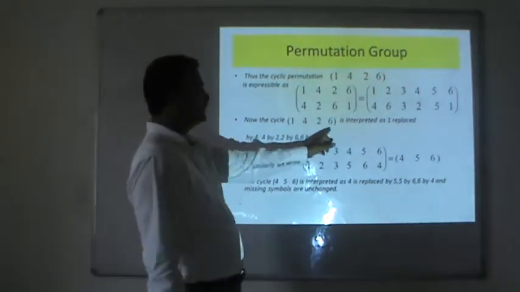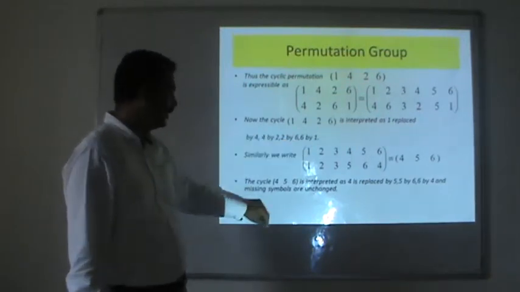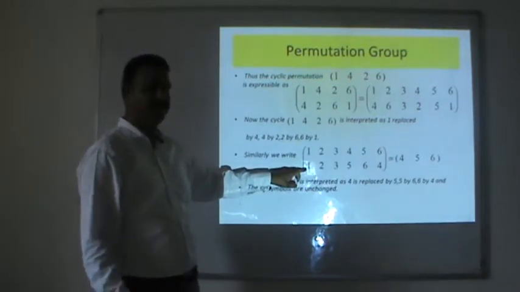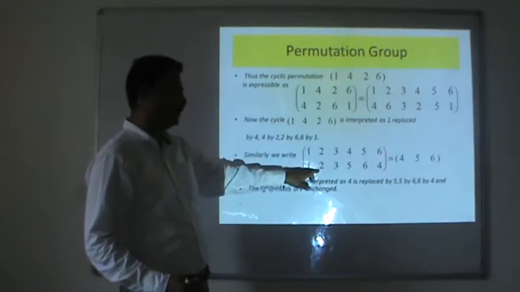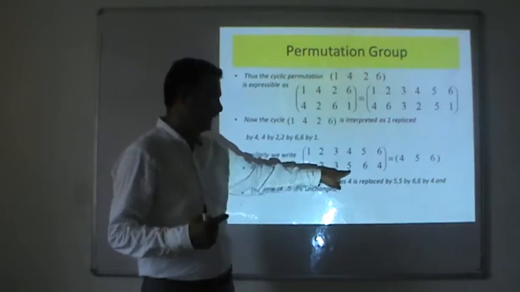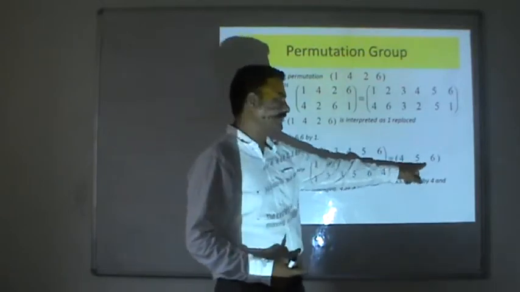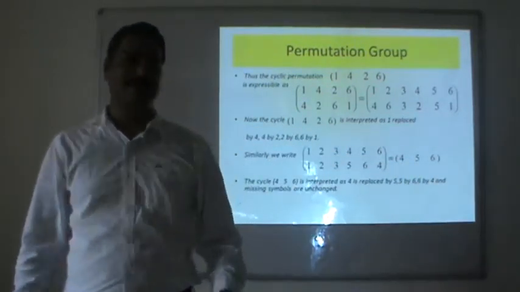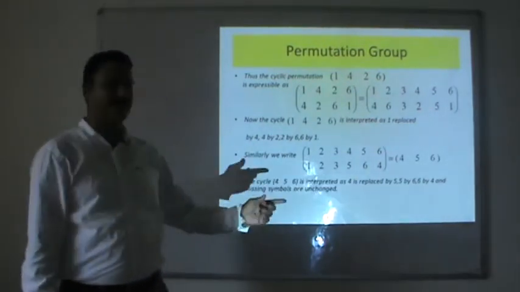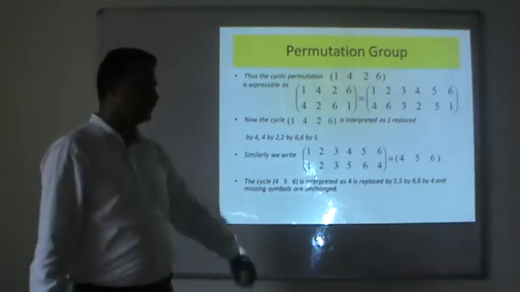Now the cycle (1, 4, 2, 6) is interpreted as 1 replaced by 4, 4 by 2, 2 by 6, and 6 by 1. Similarly, we write another permutation as a cycle. Here 1 is a missing element because it remains unchanged, and so are 2 and 3. So our cycle starts with 4, because 4 goes to 5, further 5 goes to 6, and 6 goes again to 4. So (4, 5, 6). So this is again a cycle of length 3. Thus the cycle (4, 5, 6) is interpreted as 4 replaced by 5, 5 by 6, and 6 by 4. Missing symbols are unchanged.